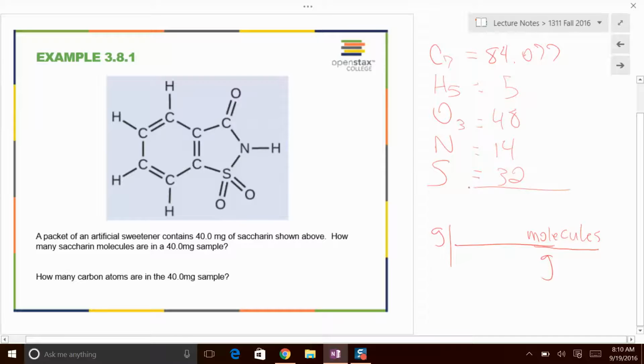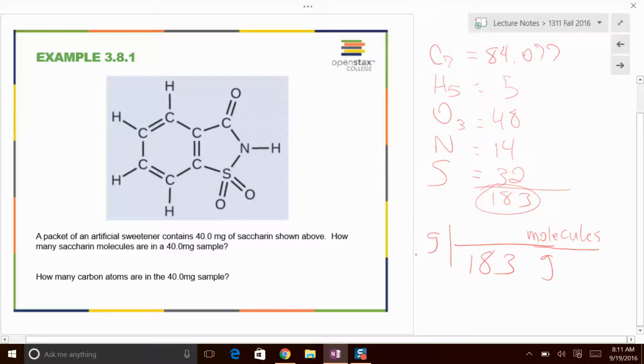So we add those all together. What do we get? 84 plus 5 plus 48 plus 14 plus 32. What are you going to come out with? 183.077. Okay, we'll just keep it at 183. 183 is the mass of this molecule. So 183 grams per mole. And I'm starting with 40 milligrams.